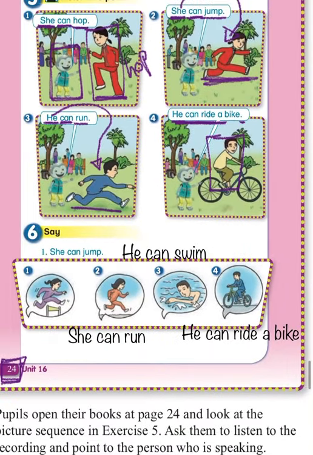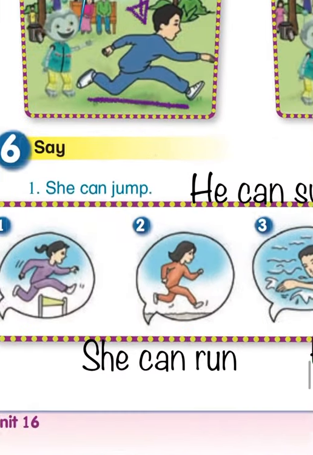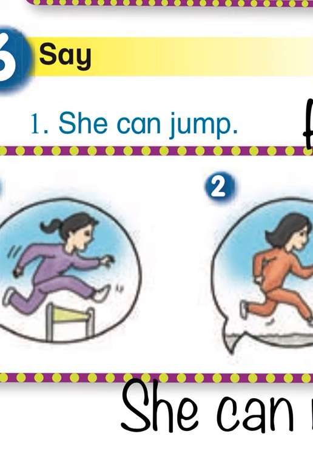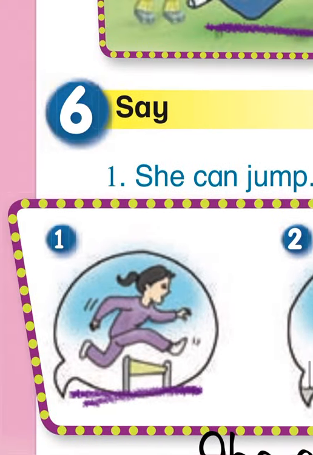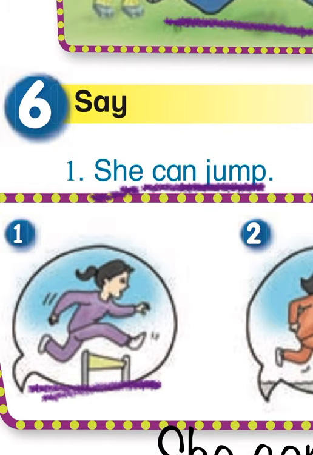Now, what about exercise number six? Exercise number six is about what? We have to describe each picture. The first picture is answered. Look, we have a girl. Of course, if we have a girl, we say she. If we have a boy, we say he. He is for the male, and she is for the female. Number one, she can jump.